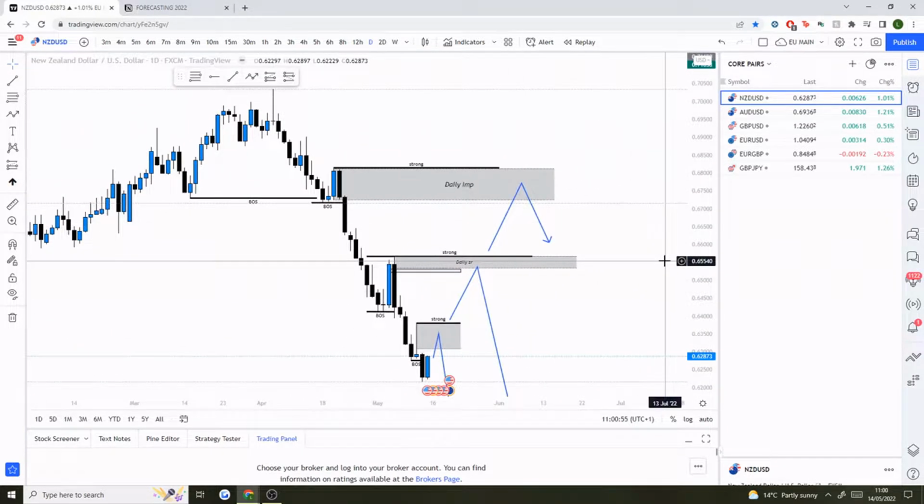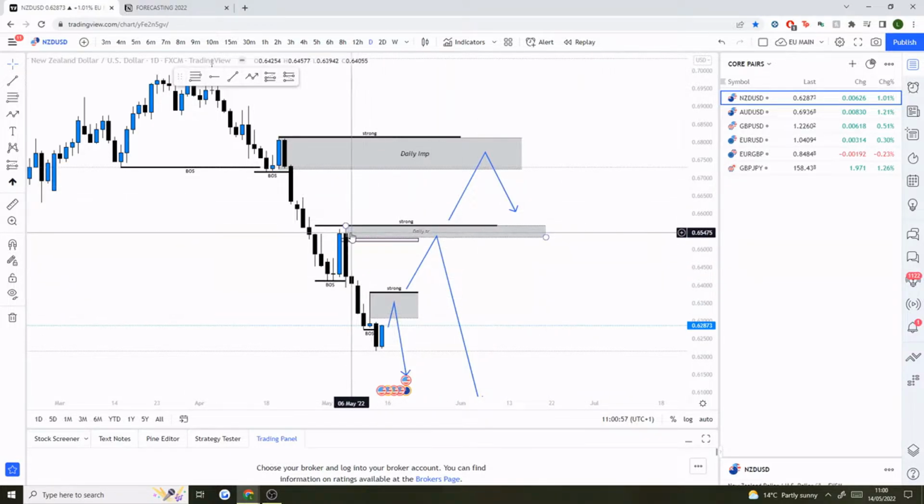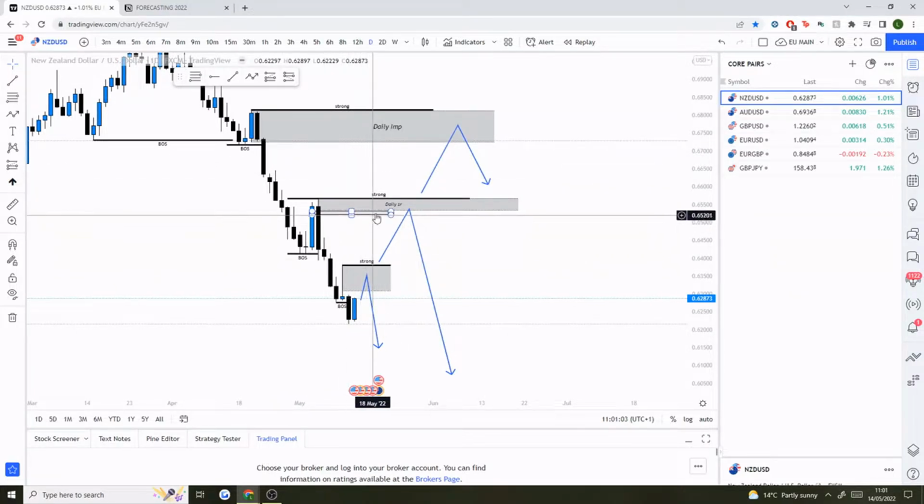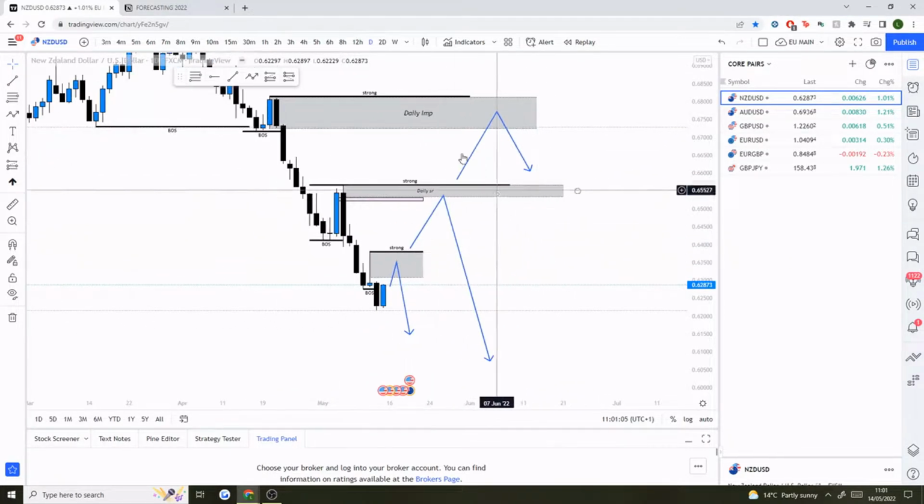Alright, so that's for daily. We have basically these two areas here, which are going to be great areas to sell from on the daily after the institutions have mitigated these areas.